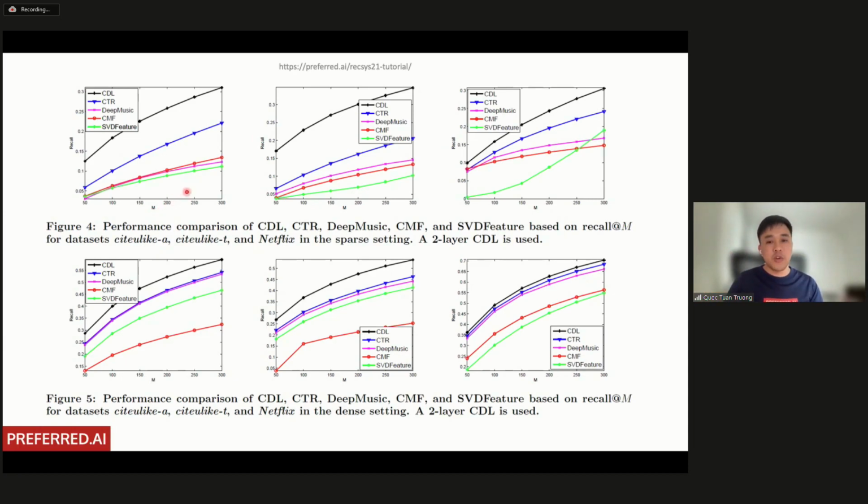And it also performed much better than the other previous models. You can see previously like CMF or SVDFeature. And so they don't need to use a very deep architecture here. As they reported, they use two layers of the stacked denoising autoencoder, and they can actually achieve good performance.